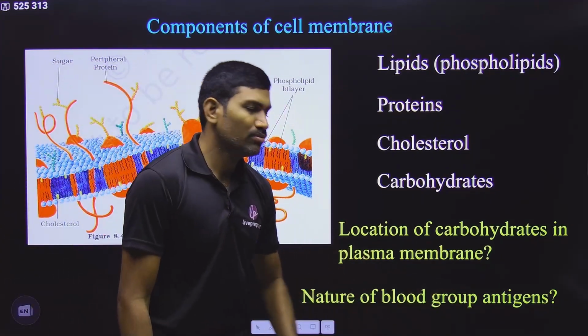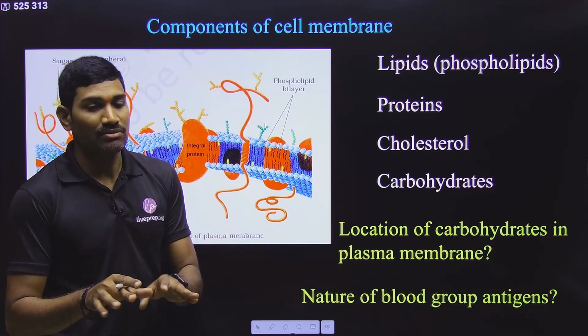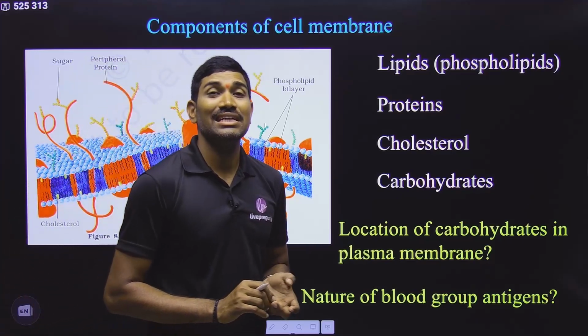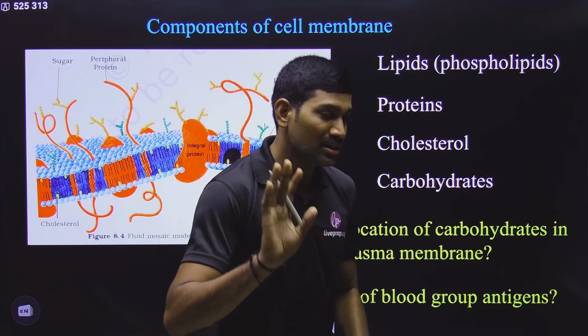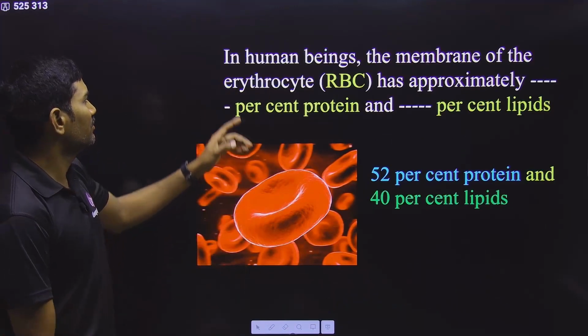Clear? And what is the nature of blood group antigens? Blood group antigen A and B, only for this I am saying, they are sugar polymers, carbohydrates. But if you are talking about Rh antigen, that is not a sugar polymer, that is a protein. Okay, please remember this. Anyhow, in principles of inheritance and variation, we will study that.